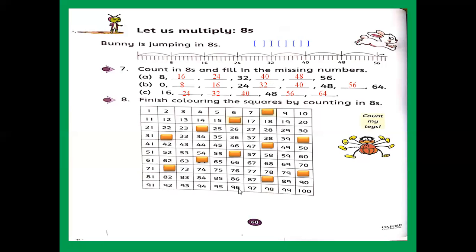1, 2, 3, 4, 5, 6, 7, 8. 96. So 96 also comes in table of 8. 12 8s are 96. So color this one. And then 1, 2, 3, 4, finish. So stop here. Okay, boys. So here you color those squares, those boxes which are coming in the table of 8.